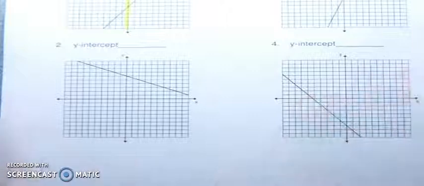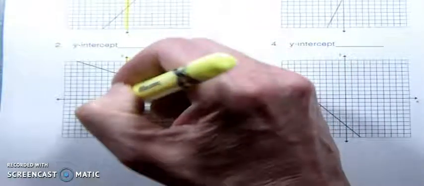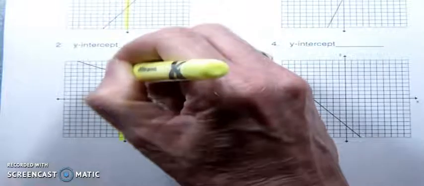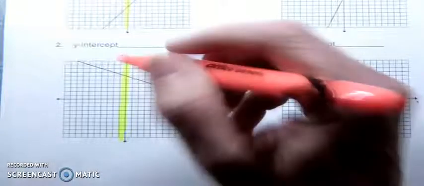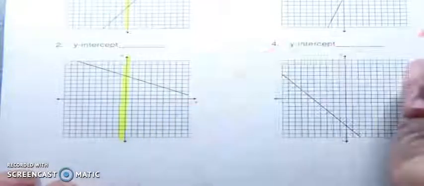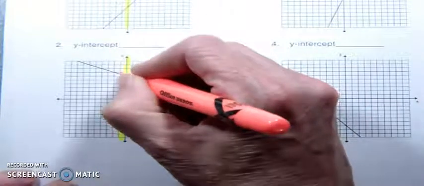Okay, I'm going to start out again by highlighting my y-axis. There it is, the up and down axis. I remembered that the letter Y has a base that's up and down. Now I need to see where that line, this is my line right here, is interrupted by the y-axis, and that is right here, y-intercept right there.